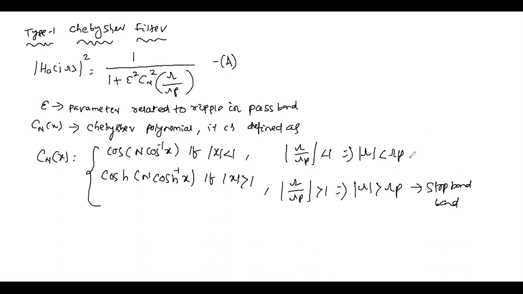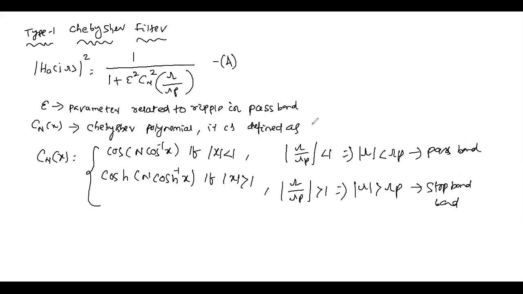After the pass band comes the stop band, and this is your pass band. Now this is your Chebyshev polynomial. We can define it in this way. Clear? I hope you all understand. This epsilon is a parameter related to ripples in the pass band, and Cn(x) is the Chebyshev polynomial.